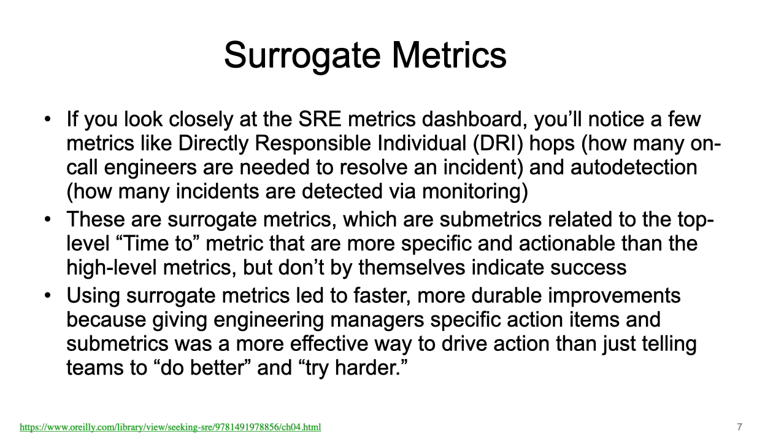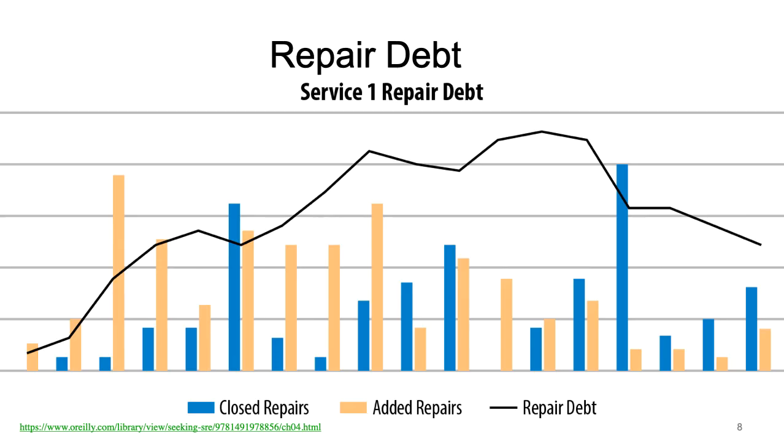These are surrogate metrics, which are submetrics related to the top level time to metrics like TTD and TTM, that are more specific and actionable than the high level metrics. But they themselves do not indicate a success or failure. Using surrogate metrics leads to faster, more durable improvements, because giving engineering managers specific action items and submetrics is a very effective way to drive actions than just telling teams to do better and try harder.